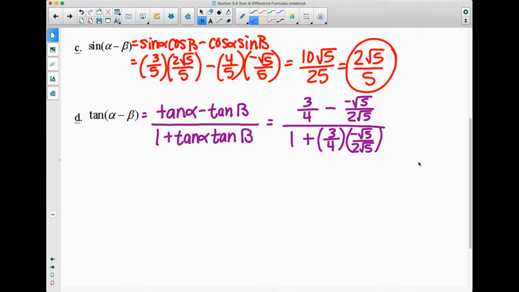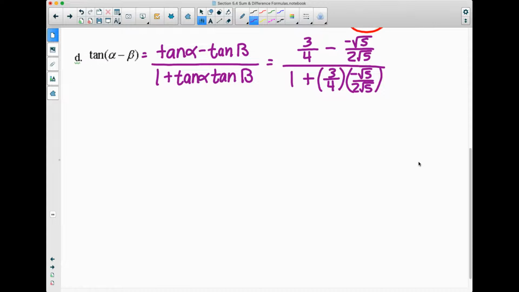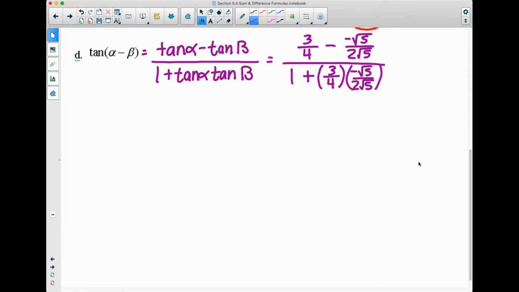So like I said, make it as easy as possible on yourself. What's something you can reduce first? Yeah, our √5s can cancel. Thank goodness, because we're going to have some that they're not. So this becomes a plus 1/2. And then go ahead and see if you can reduce that.